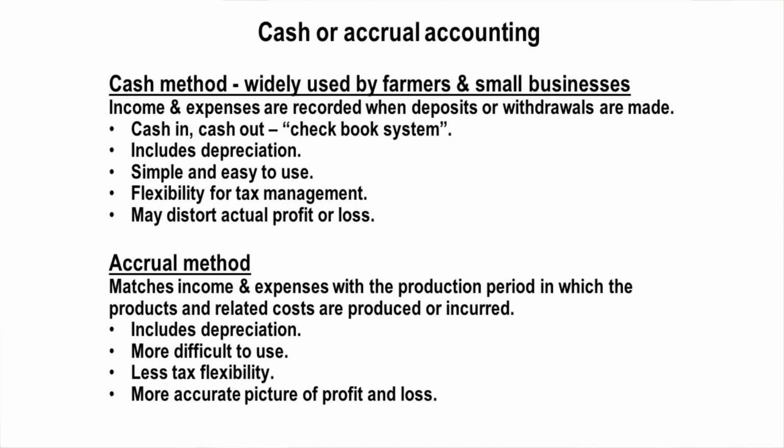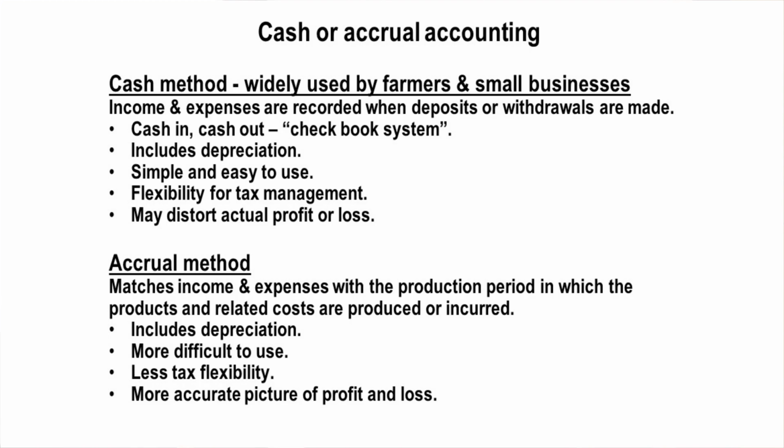The accrual method matches your income and expenses with the production period in which the products are produced. This gives you a little bit more accurate picture of profit and loss. It can be more difficult to use because you don't see it in the bank. So if I sell something in accrual, I would put it in the books before I receive the check. I would say, I am owed this, right? It's accounts receivable. So-and-so owes me this, I put it in the books, as opposed to the cash method where I wait till it's deposited and then it's in the books. So those are kind of the two different methods.